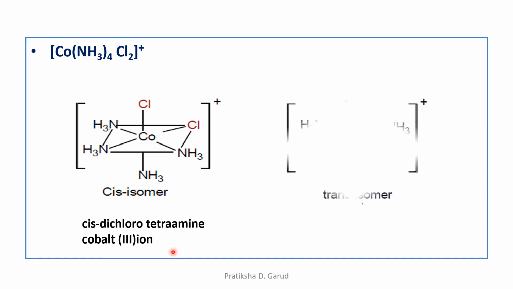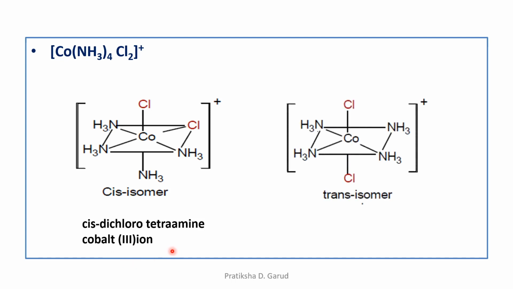Whereas the second isomer, the trans isomer, in this trans isomer the 2 chlorines are towards the opposite side of the central metal atom, therefore it is called as the trans isomer, and its name is trans-dichlorotetraammine cobalt(III) ion.